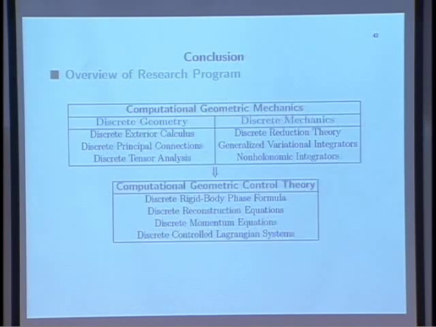So all this is part of a more general research program. There's an effort right now to discretize geometry. We just talked briefly about discrete exterior calculus. If you want to do reduction theory from the point of view of geometric mechanics, then you need things like principal connections, discrete tensor analysis, and so on. And you want to discretize mechanics using a discrete analog of reduction theory. You'd want to construct numerical schemes which automatically stay on these nonlinear spaces and so on.